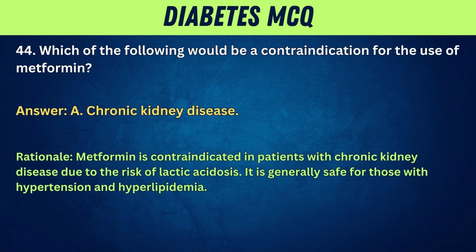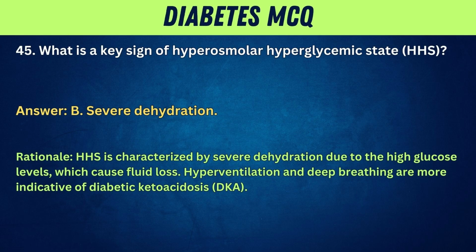45. What is a key sign of hyperosmolar hyperglycemic state, HHS? A. Hyperventilation. B. Severe dehydration. C. Deep, labored breathing. D. Hypothermia. Answer: B. Severe dehydration.